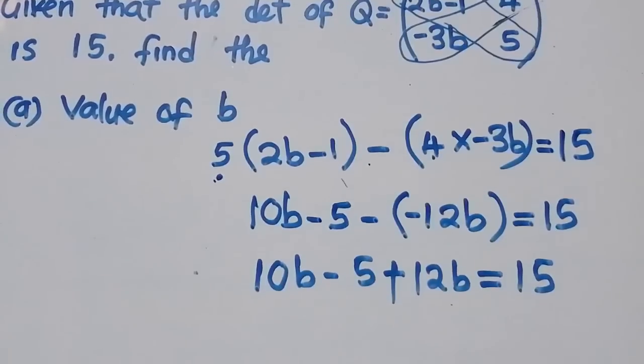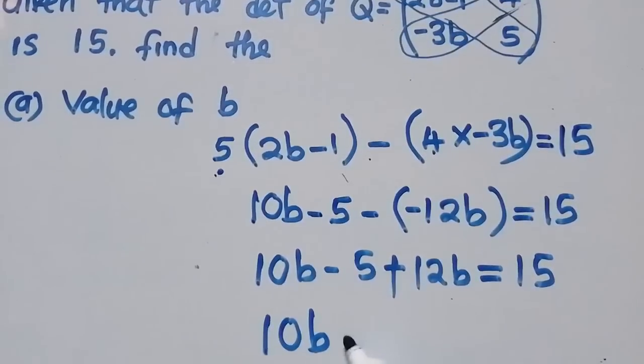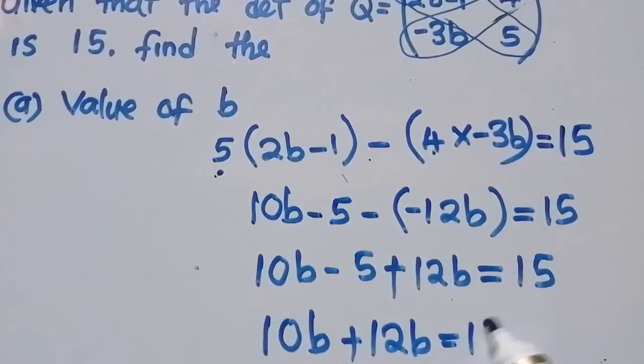You are going to group the like terms together. How can you group the like terms together? This is what you are going to do. You say this is 10b, then plus 12b, which is equal to 15.